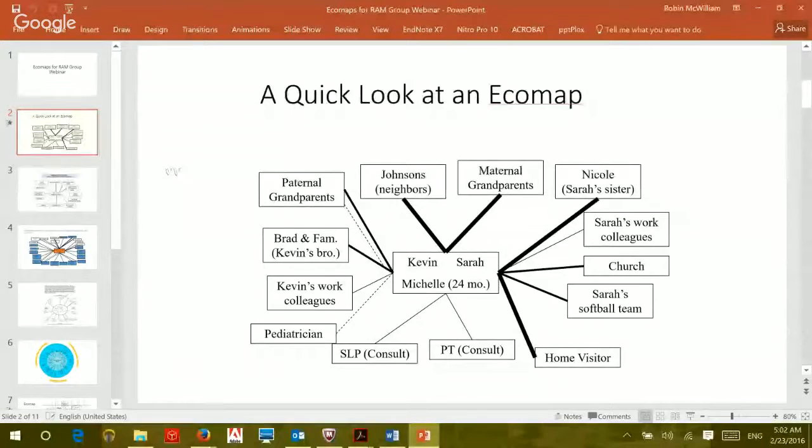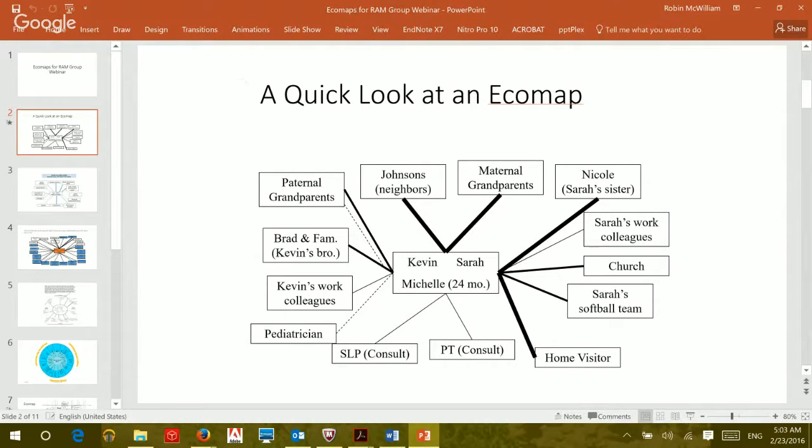Here is a very simple Ecomap. It's not really very realistic. It's usually hand drawn for a start and has more elements to it. But it shows the basic structure of an Ecomap with the family that the child lives with in the middle box, and the informal supports across the top, formal supports across the bottom, intermediate supports on the sides. So here we see a simple little intact family, Kevin and Sarah with their daughter Michelle.